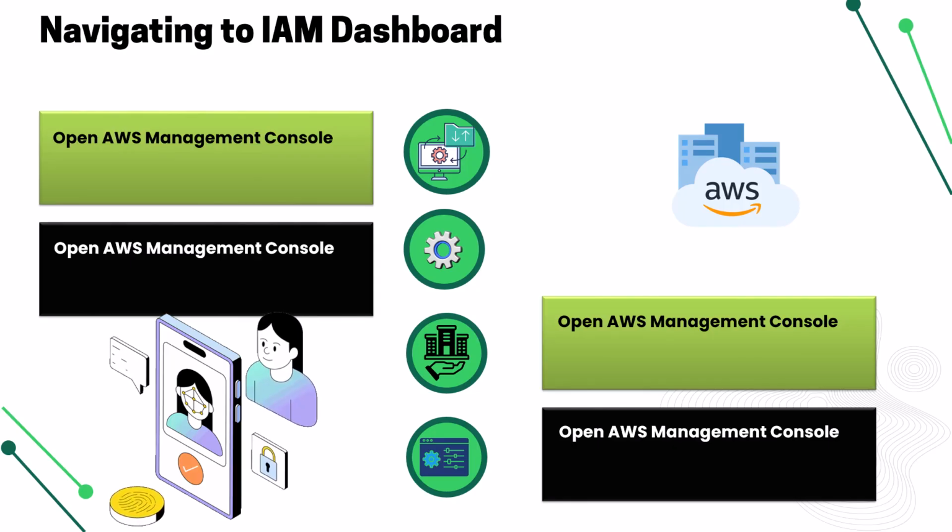Finding IAM in AWS is like spotting your favorite cafe in a bustling city. It's there, just search for it. Open the AWS console, type IAM, and pick the right service. Once inside, you'll find all the user management options waiting for you, kind of like a backstage pass to AWS security controls. Simple navigation ensures you don't end up lost in the AWS wilderness.